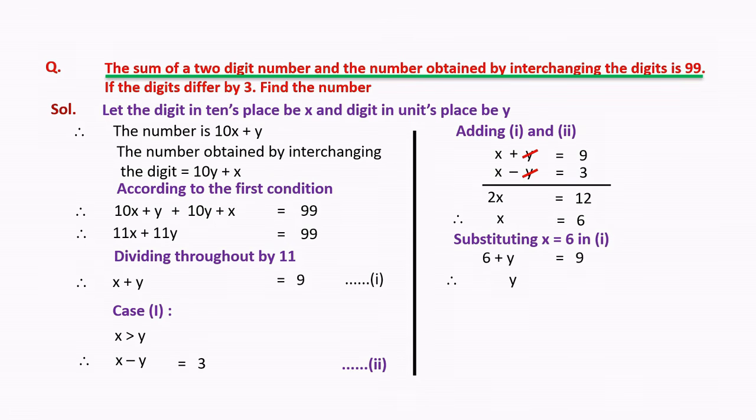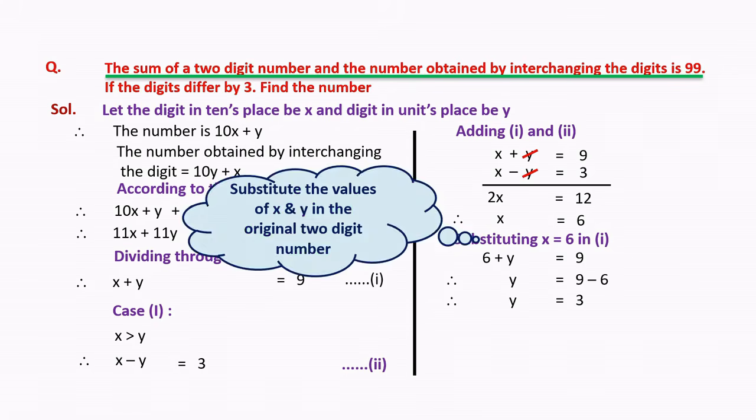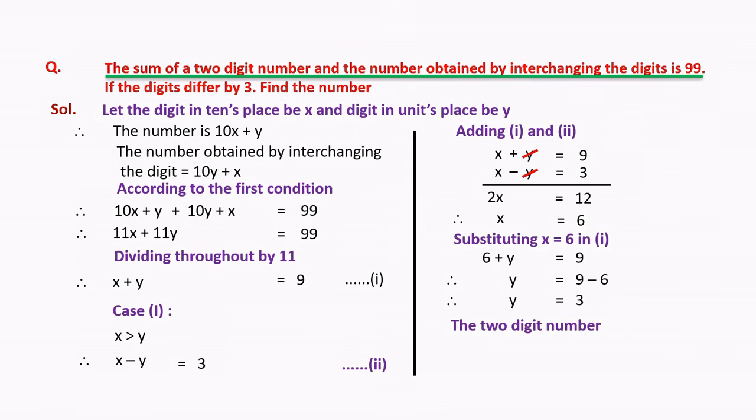6 plus y equals 9. So, y equals 3. Now, the original number is 10x plus y. Substituting the values, we get 10 into 6 plus 3, which is 60 plus 3, equal to 63. Therefore, the required number is 63.